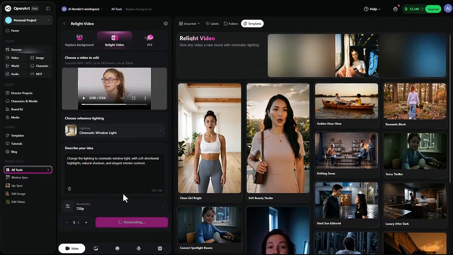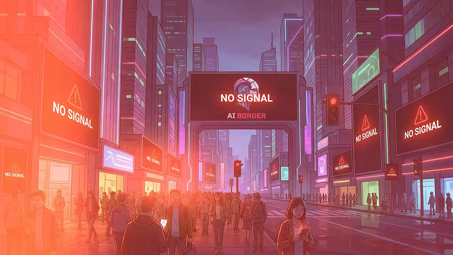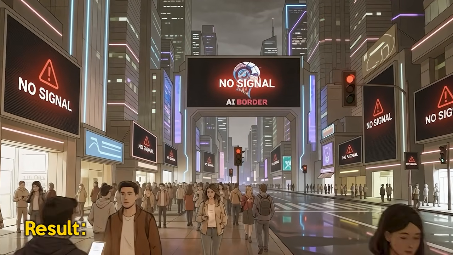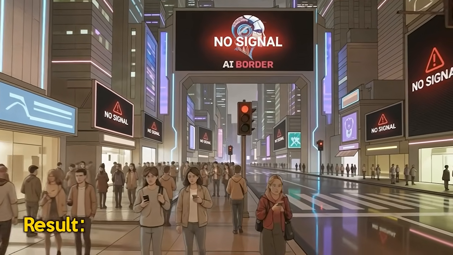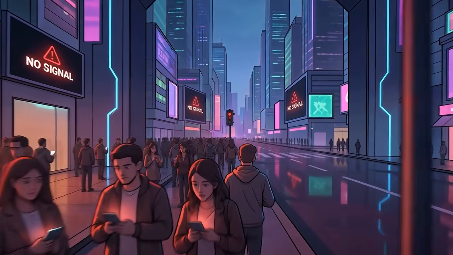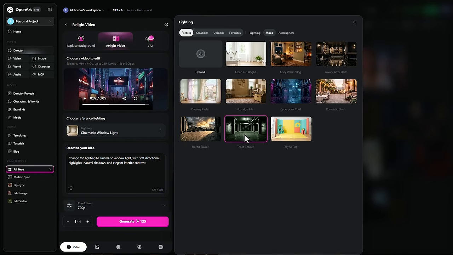What makes this feature interesting is that it's not just applying a color filter. OpenArt analyzes the scene and rebuilds the behavior of light itself. The platform uses physics-accurate lighting, meaning it calculates how light should interact with objects, shadows, reflections, and surfaces inside the scene. As a result, the footage feels much more realistic than a normal color grading effect. Looking at the output, the lighting sits naturally on the video and creates a completely different mood.